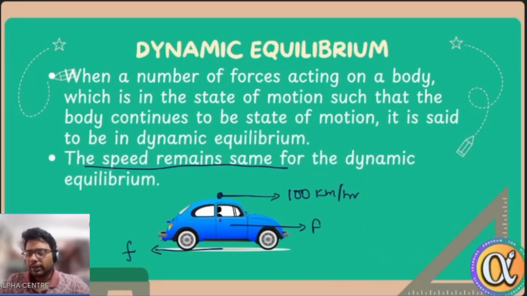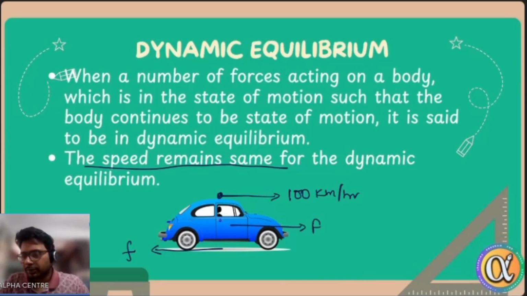Or the second case, where the car is moving with a uniform speed. In this case also there are forces: the acceleration force is there, and there is a friction force acting in the opposite direction. These forces cancel out each other, and that's why the car is moving at uniform speed. Correct. So the net force here is zero. So that way we can say the car is in dynamic equilibrium.